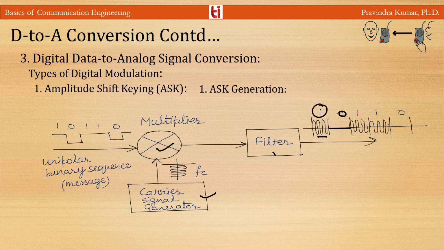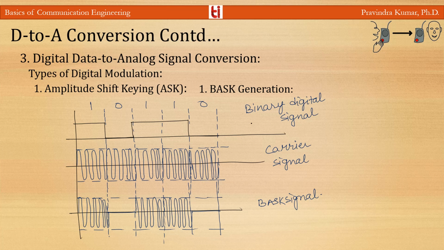And the band limiting filter shapes the pulse depending upon the amplitude and phase characteristic of the band limiting filter or pulse shaping filter. Now you can see here, this is the binary digital signal, and this is binary data 1010, and this is the unipolar binary digital signal, and this is the carrier, and after passing through the filter we will have this. So for bit 1 there is a carrier, and for bit 0 there is no carrier or no signal.